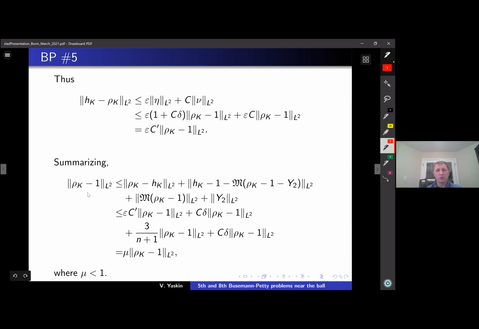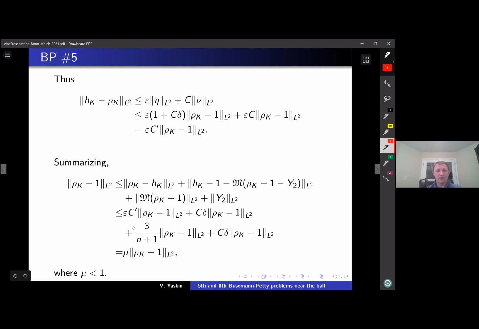So the final solution is like this. You want to estimate the L2 norm of ρk minus 1. You break it into several pieces like this. Subtract HK, add HK, subtract this term, add it here, and so forth. So this is small, as we just showed. This is also small because it's the second order term. This term is bounded by this constant, which is less than 1 times this L2 norm. And the second harmonic is also small.